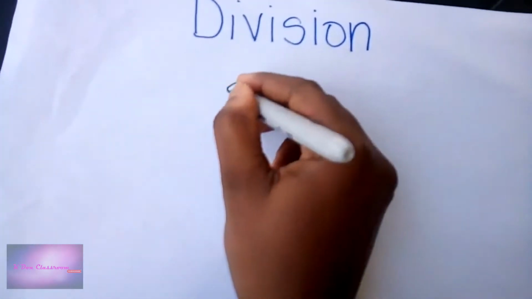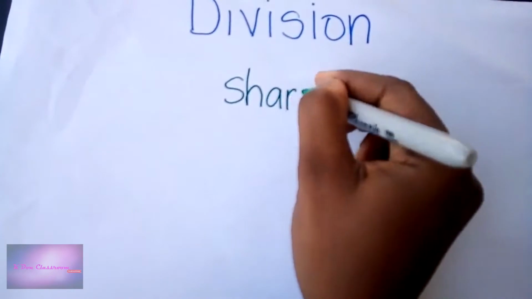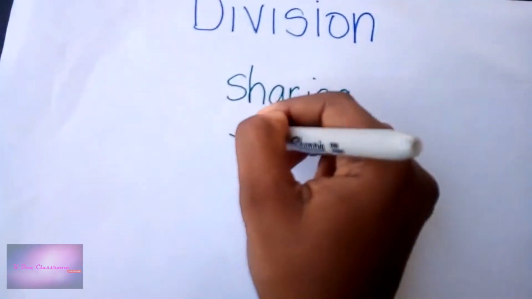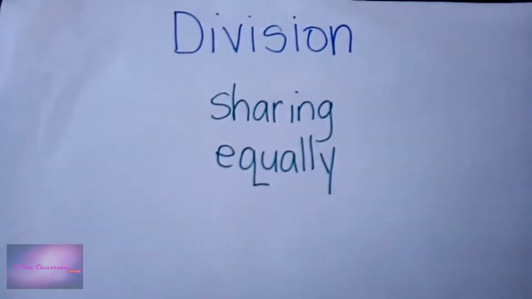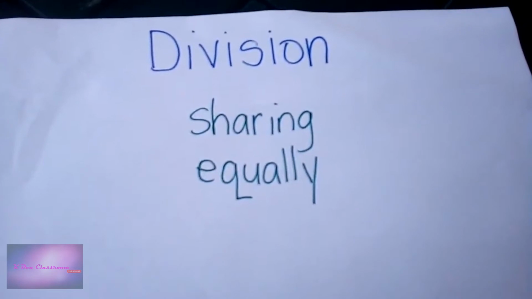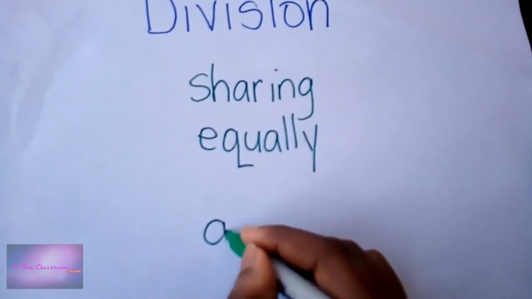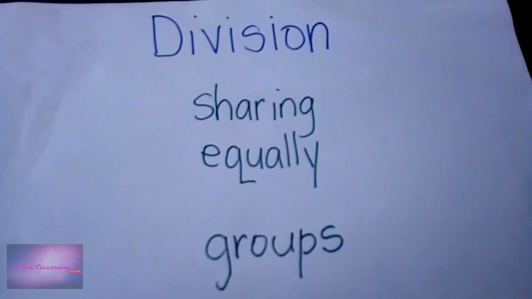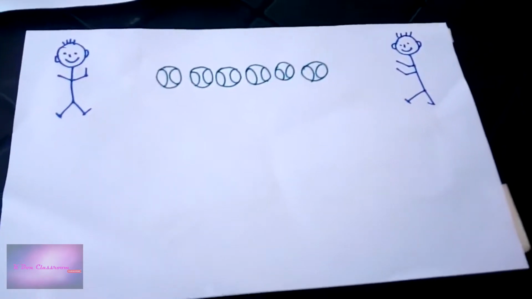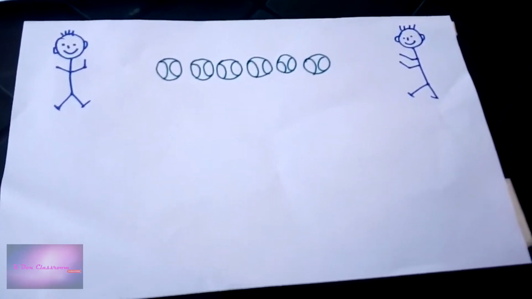Hello, today we will be looking at division. What is it? Now, when we divide something, all we're doing is sharing equally. So, when we divide things, we are simply sharing it equally into groups. So, how do we divide?